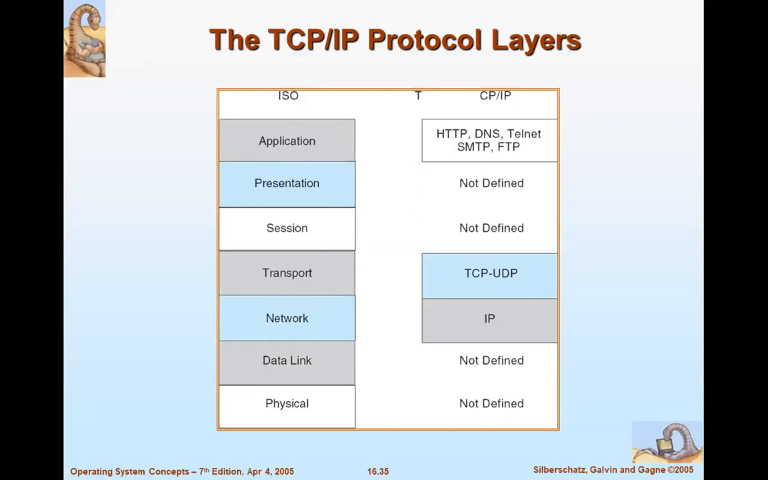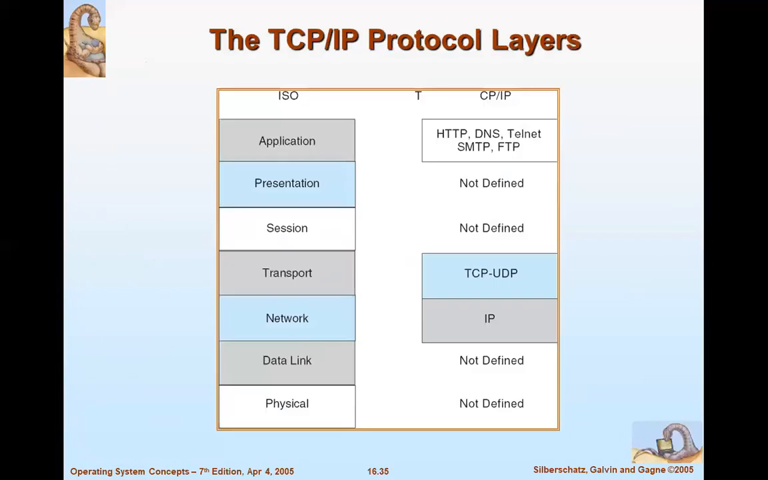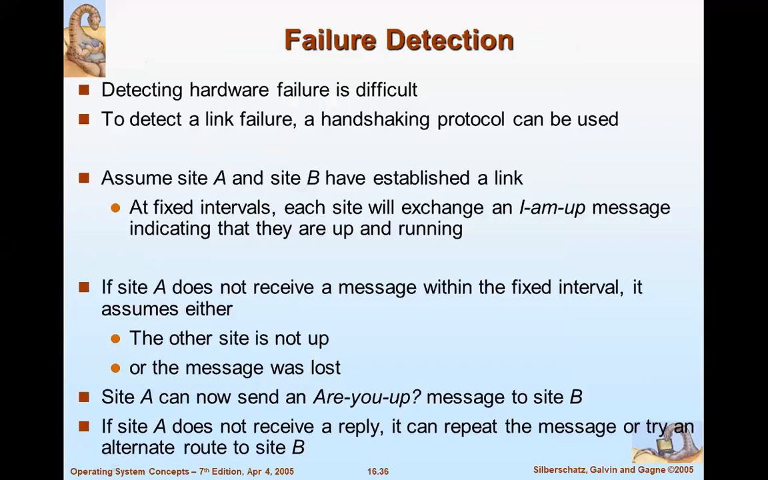On the network layer, we have the IP, IPX, and SPX protocols. On the data link layer, we have different types of control protocols, but they are not defined here. And on our physical layer, we also have protocols for physical accessibility.